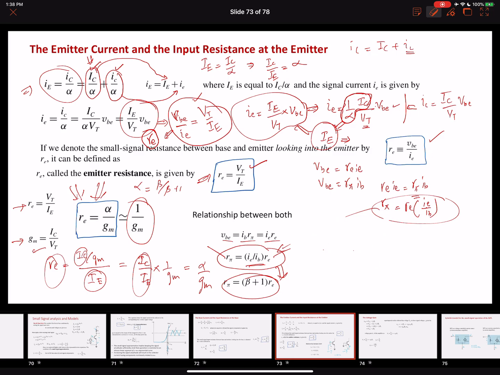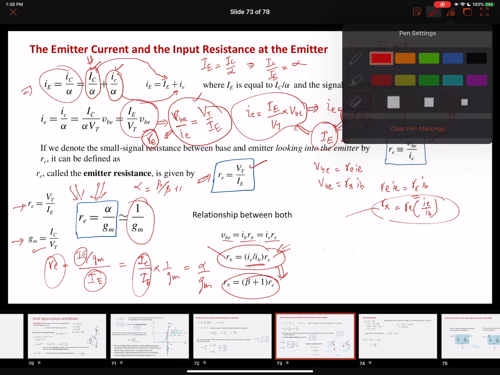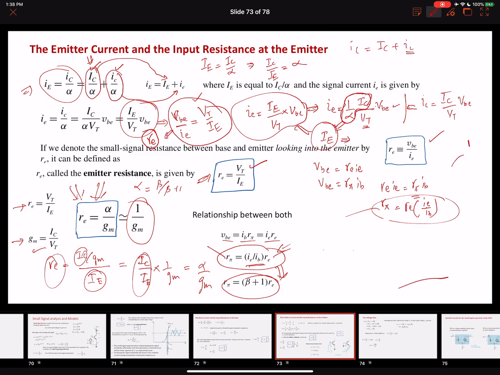Okay, so let me show you a couple of models now. All right, these are the two models. Let me rub this too.